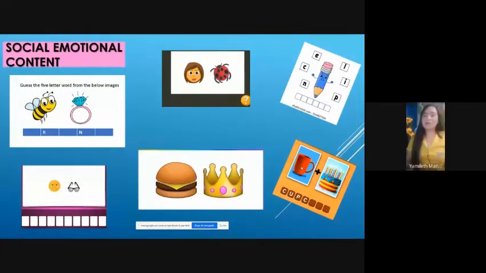This was our social emotional content. As you can see in the presentation, we have some pictures, and using pictures, you can form different kinds of words.